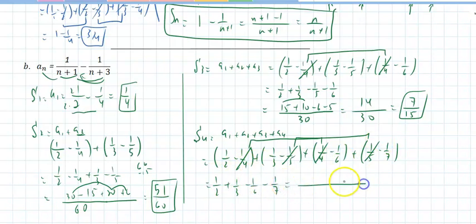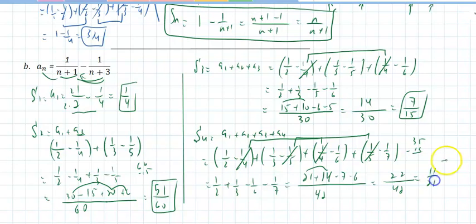The LCD here is 42. 42 divided by 2 is 21. 42 divided by 3, that is 14. 42 divided, that's a 7 and that's a 6, and over 42, that will be 35 minus 13. So that's 11 over 21.